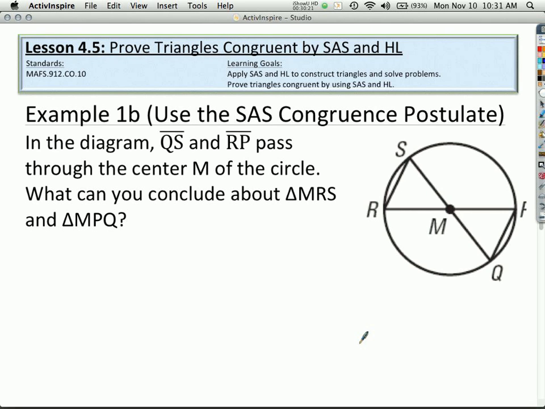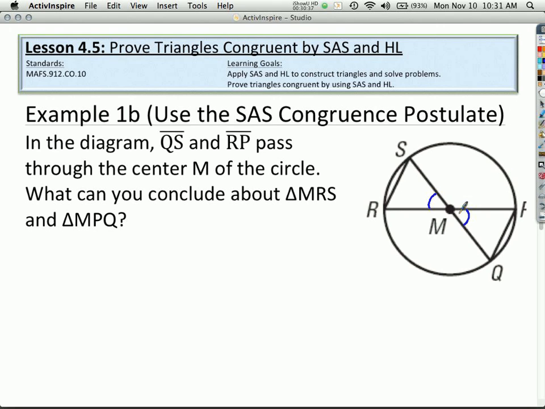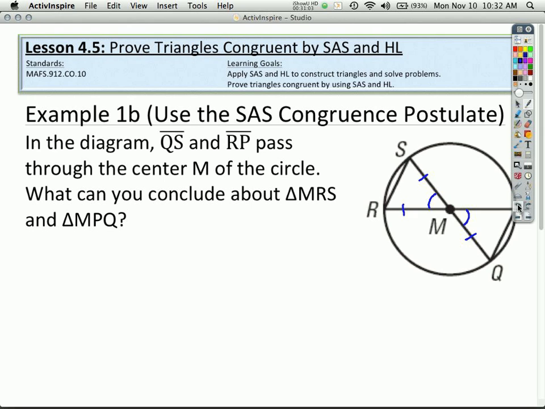Angle SMR is congruent to angle QMP because they're vertical angles. Very, very good. Right here is congruent to here because they are vertical angles, and the vertical angles congruence theorem says that they are congruent. It's one piece of evidence. Now, if we want to use side angle side, that means that we have to show that this is congruent to this, and we have to show that that is congruent to that. So let's see if we were able to figure that out.